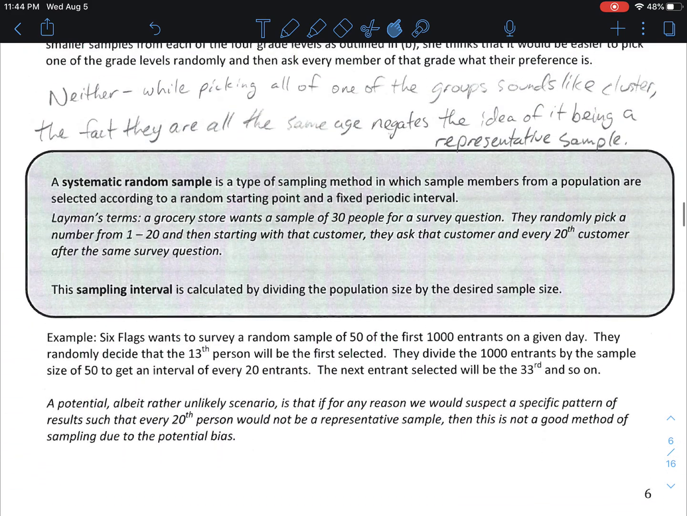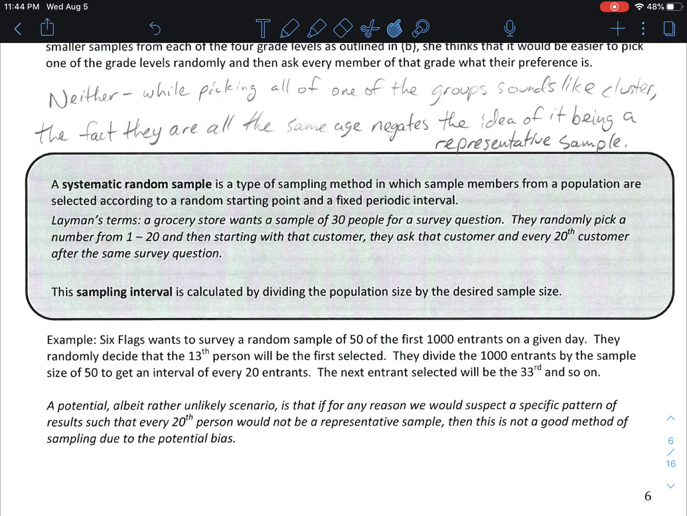All right, systematic random sample. I know this is long, and I get it. We'll be okay. Okay, systematic random sample is a type of sampling in which sample members from a population are selected according to a random start point and a fixed periodic interval. Okay, think about this logically.